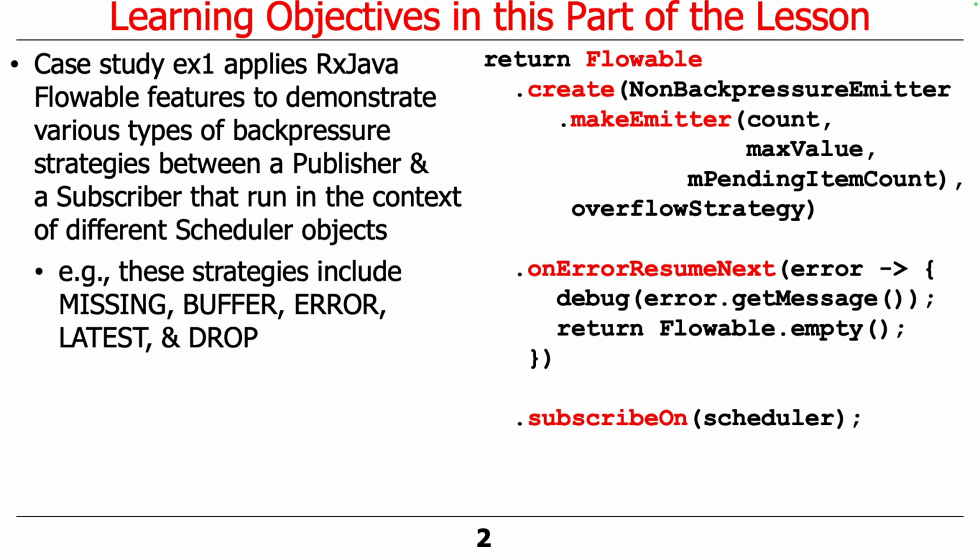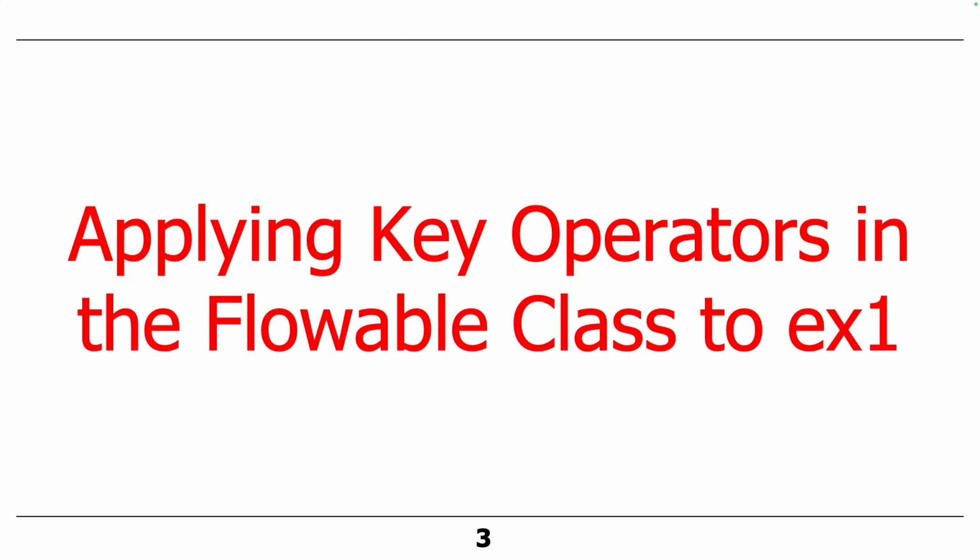So we're going to have one thread generating data and one thread consuming the data. And the strategies we're going to demonstrate will be missing, buffer, error, latest, and drop. So those are the things we're going to take a look at here. So let's go ahead and take a look at this.